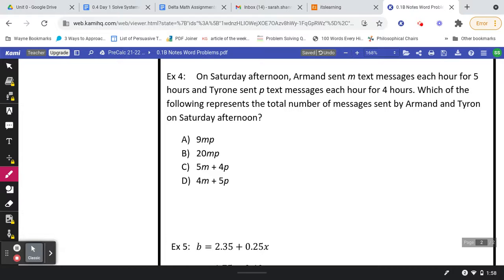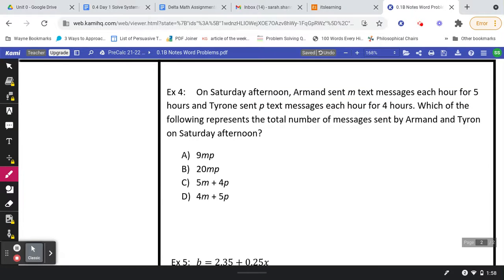On Saturday afternoon, Armand sent M text messages each hour for 5 hours. And Tyrone sent P text messages each hour for 4 hours. Which of the following represents the total number of messages sent by Armand and Tyrone on Saturday afternoon?